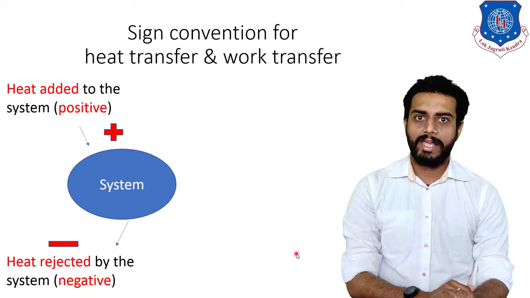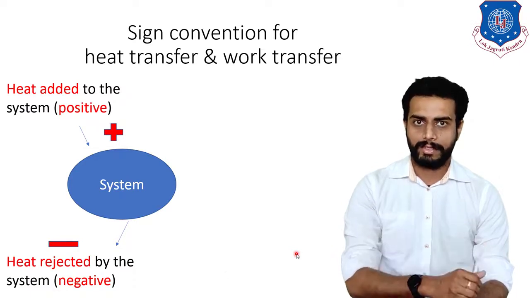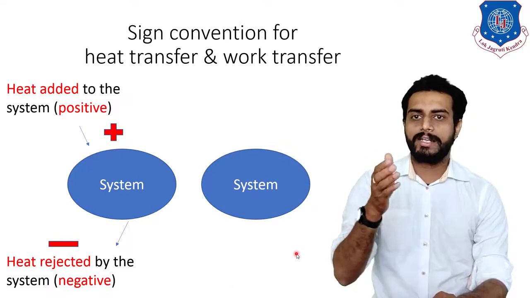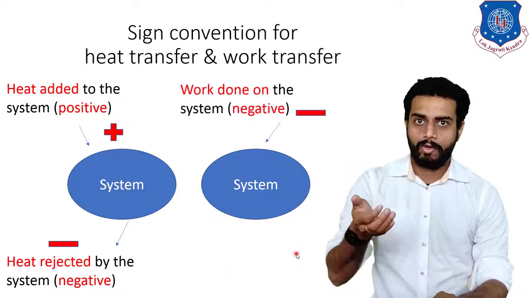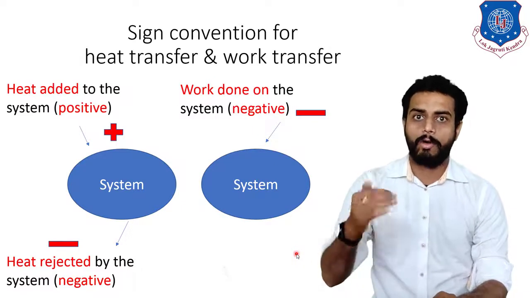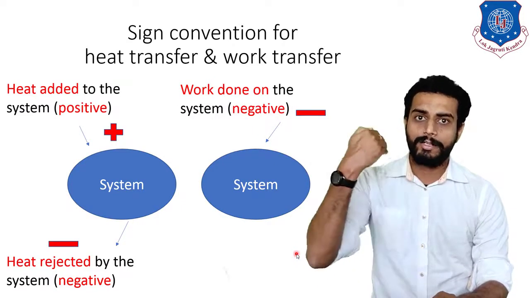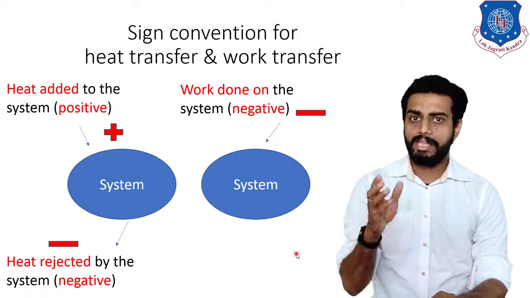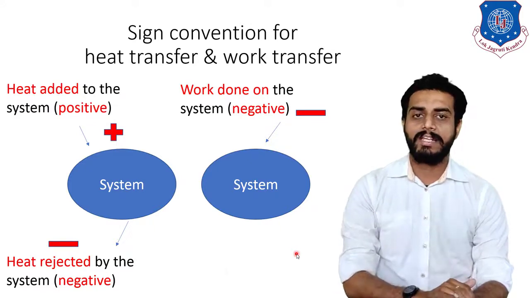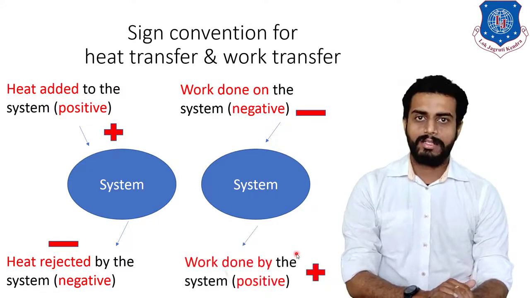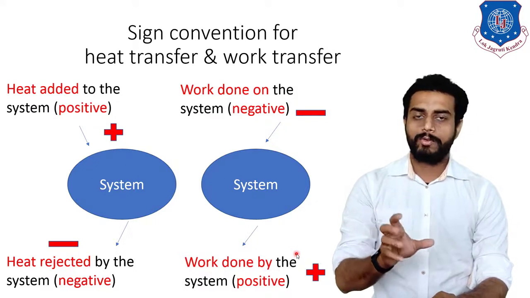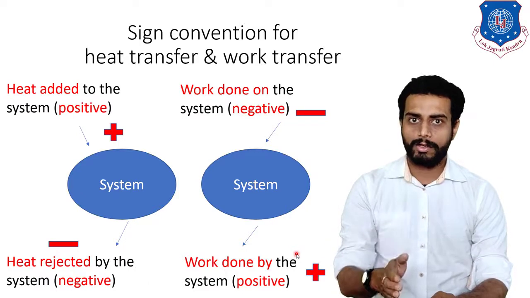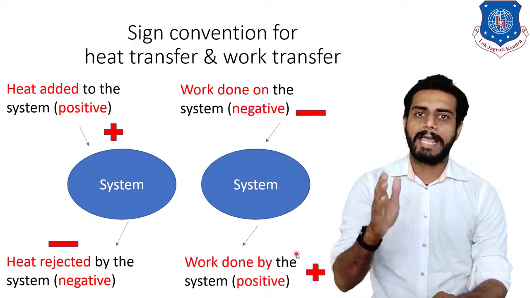In the same way, if we consider the work transfer, then again let us consider this system as shown on the screen. Here, if we consider the work done on the system, or work provided to the system, then it shall be taken as negative. And in the same way, if work is done by the system, then it shall be considered as positive. The purpose of doing so is to make a uniform sign convention throughout the world. So if you are talking over here or in some other country, the sign convention will be the same.